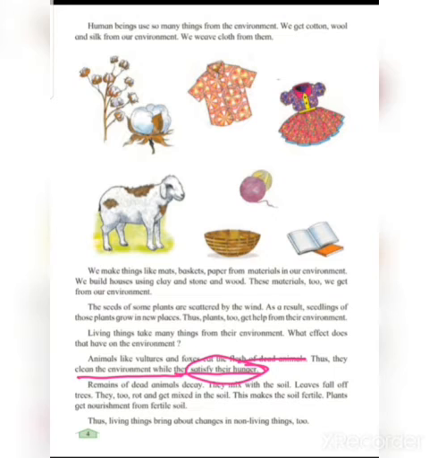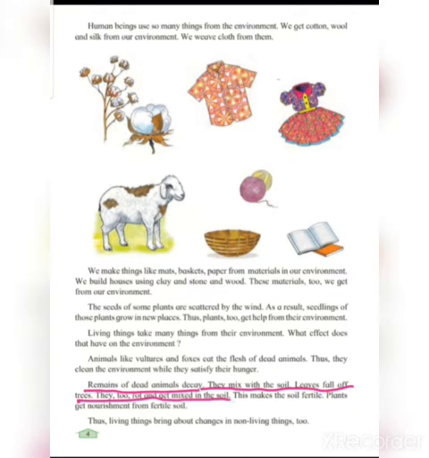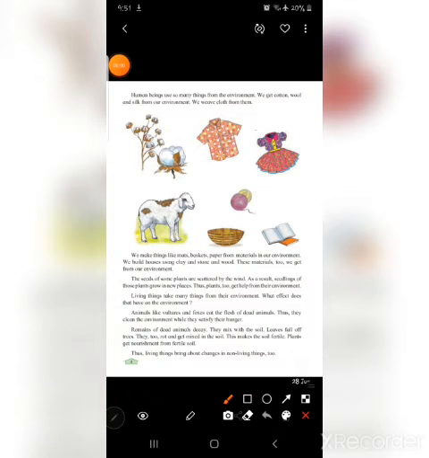See next paragraph. Remains of dead animals decay. They mix with the soil, leaves fall off trees, they too rot and get mixed in the soil. This makes the soil fertile. Plants get nourishment from fertile soil. So see children. Okay, remains of dead animals decay. Decay means what children? It is a new term for you. Decay means decompose, gets destroyed.